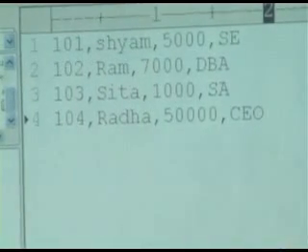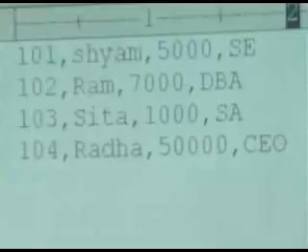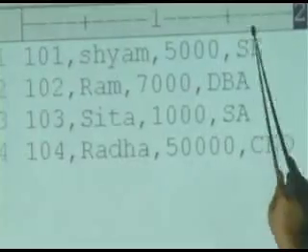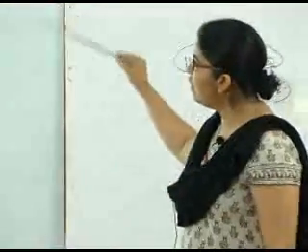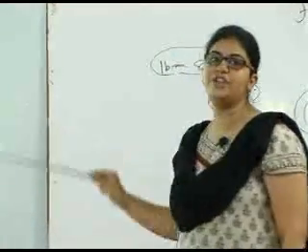101 is nothing but the employee number. Then you have the name of the employee. Then you have the salary of the employee. And then after that you have got the designation of the employee. What is he in the firm? So right like this, we have got 4 lines of data in our sheet.